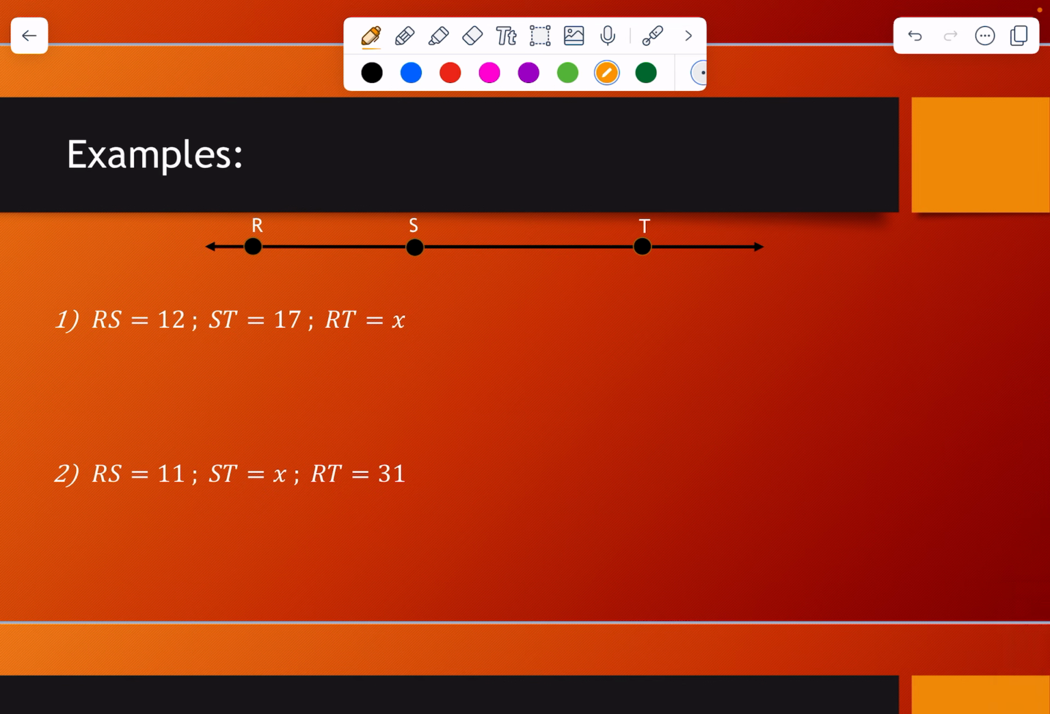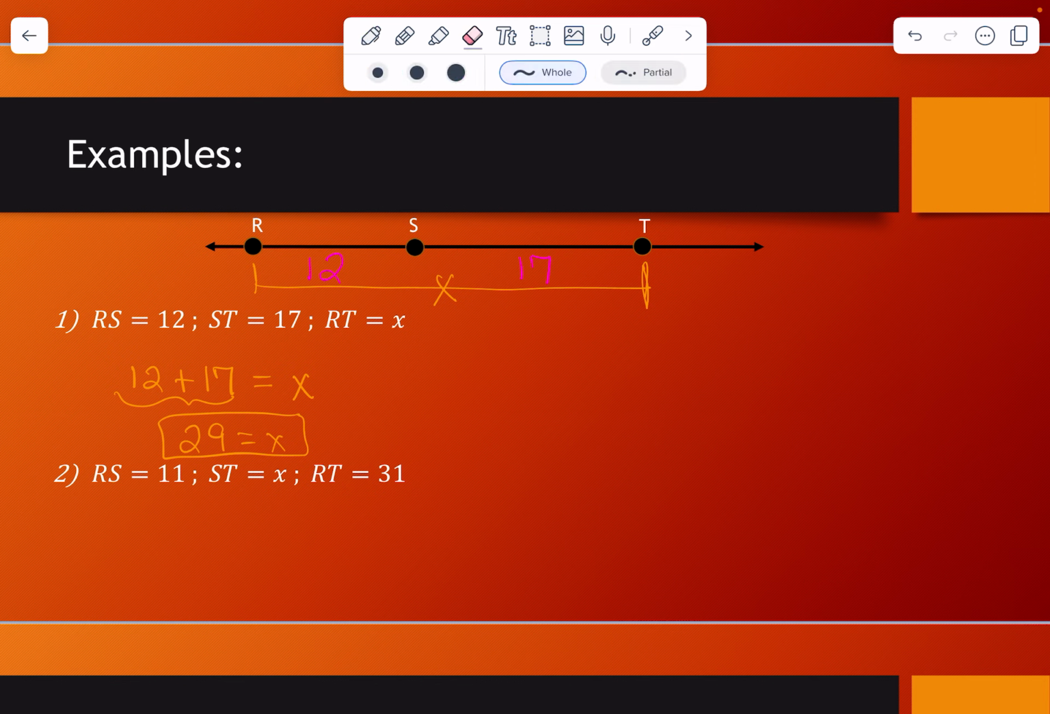So I'm just going to put the values in of what I need. I'm going to say, okay, RS is 12, so this measurement is 12. ST is 17. And I want to know what RT is. We know that to be X. So to do this problem, I'm simply going to take my two pieces, 12 plus 17, and that has to equal the value of X. So we add those together, and that gets me 29 units for the length of RT.